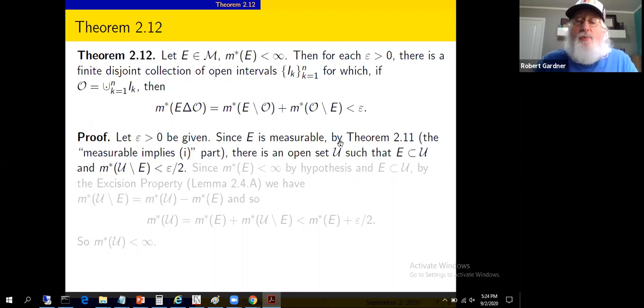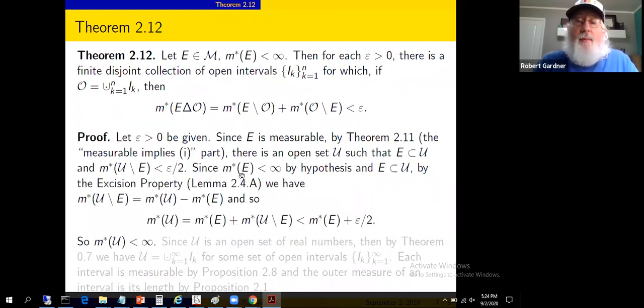Since E is measurable, then this thing we just did, part 1, where we covered a measurable set with an open set, G, we called it before. We know there exists an open set, we're going to call it U this time for fun, such that E is a subset of U, so an open set containing E, and the outer measure of the difference is less than epsilon over 2.